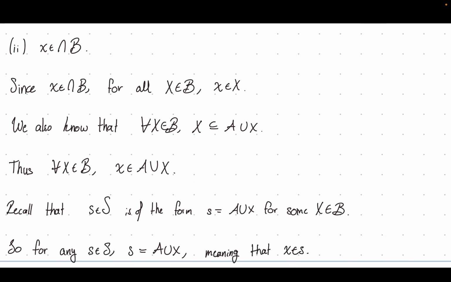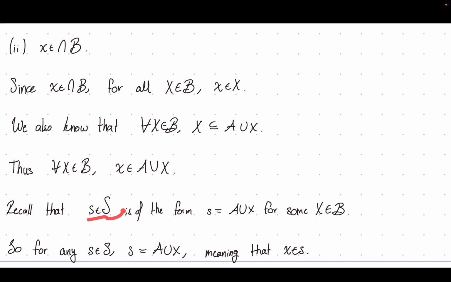Again. All right, the second case was x being in the intersection of B. And what that tells us is that if you pick out any big X in B, then little x has to be in that big X. And making a similar argument to what we did for A, if you pick out any big X in B, then that big X is a subset of A union big X. Because, yeah, the usual reason that any set is a subset of itself unioned with something else. So, if you pick out any big X in B, little x is in A union that big X.